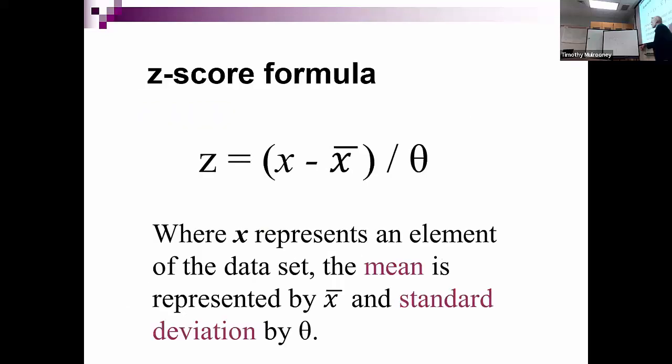Z is equal to x minus x bar, divided by the standard deviation. Okay, because we're going to fill in some formulas right here. I'm going to show everyone. Hopefully you can see these. It's equal to x minus x bar.